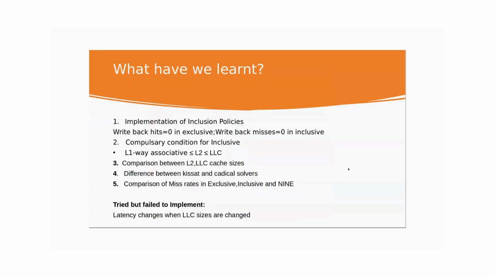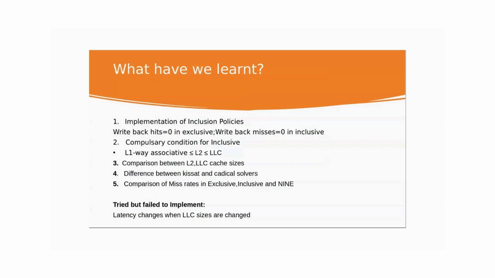So what have we learned till now? We have learned the implementation of inclusion policies and checking whether it's correct or not by seeing the write back hits in exclusive and write back misses in inclusive. And what is the compulsory condition for inclusive? L1 associativity should be less than LLC. And why did we only change the LLC and not L2? Because we saw there is a significant increase in the IPC when changing LLC values, because of random access of memory by SAT solvers. And what are the differences between KISSAT and Cadical solvers? The memory efficiency, and why the miss rates in exclusive are higher. We saw the reason. So these are our inferences from the project.